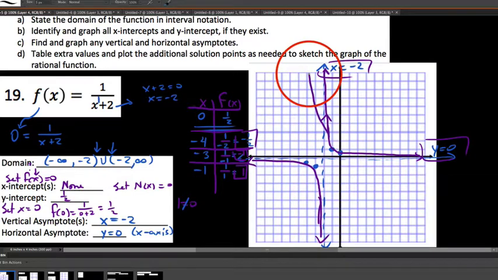Don't draw something like this. That would be like you sneezed or something. We want to draw really close to the vertical asymptote. So, hey, pretty easy graphs to draw once you get your vertical and horizontal asymptotes here.